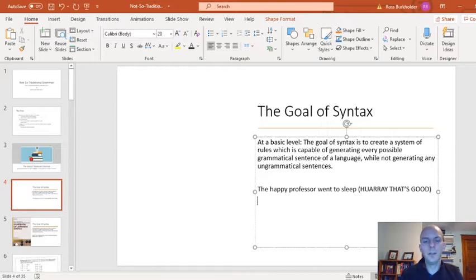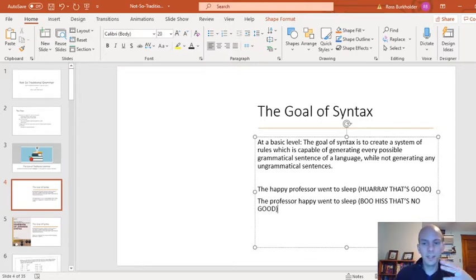And then I can test you with a different sentence like this, hopefully without typos. Like this: "the professor happy went to sleep." And then I can ask you, is this grammatical or not? And you're going to say, boo hiss. That's no good. And I'll put that in the ungrammatical box. So what our rule system is going to want to capture is to be able to produce all of these sentences and not be able to produce all of these.